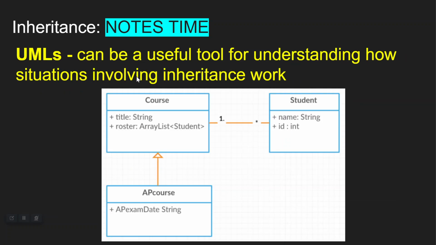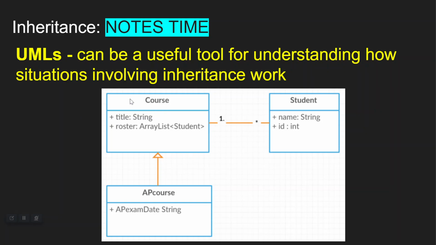All right. And with UMLs, it's important to remember UMLs here, because UMLs can be a very useful tool for understanding how situations involving inheritance work. So for instance, over here, we actually have three different classes that are interacting with one another to simulate courses and students, and basically simulate a school and educational setting.